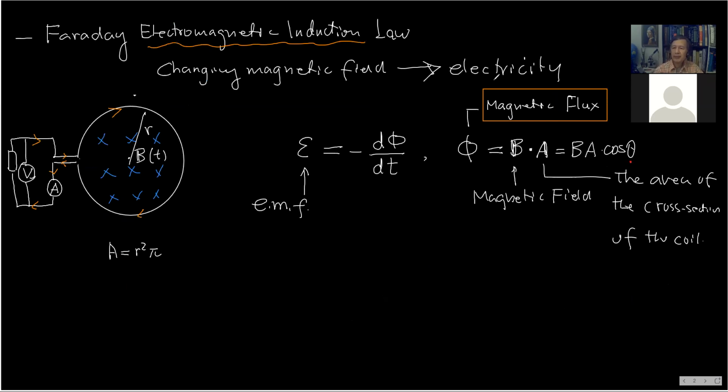So this angle, by definition, is the angle between these two vectors. One is the magnetic field, another is the area, the direction of the area. Of course, this angle could be different, right? So by definition, this angle is from B to A, see? So that would be theta. That is something you need to know.